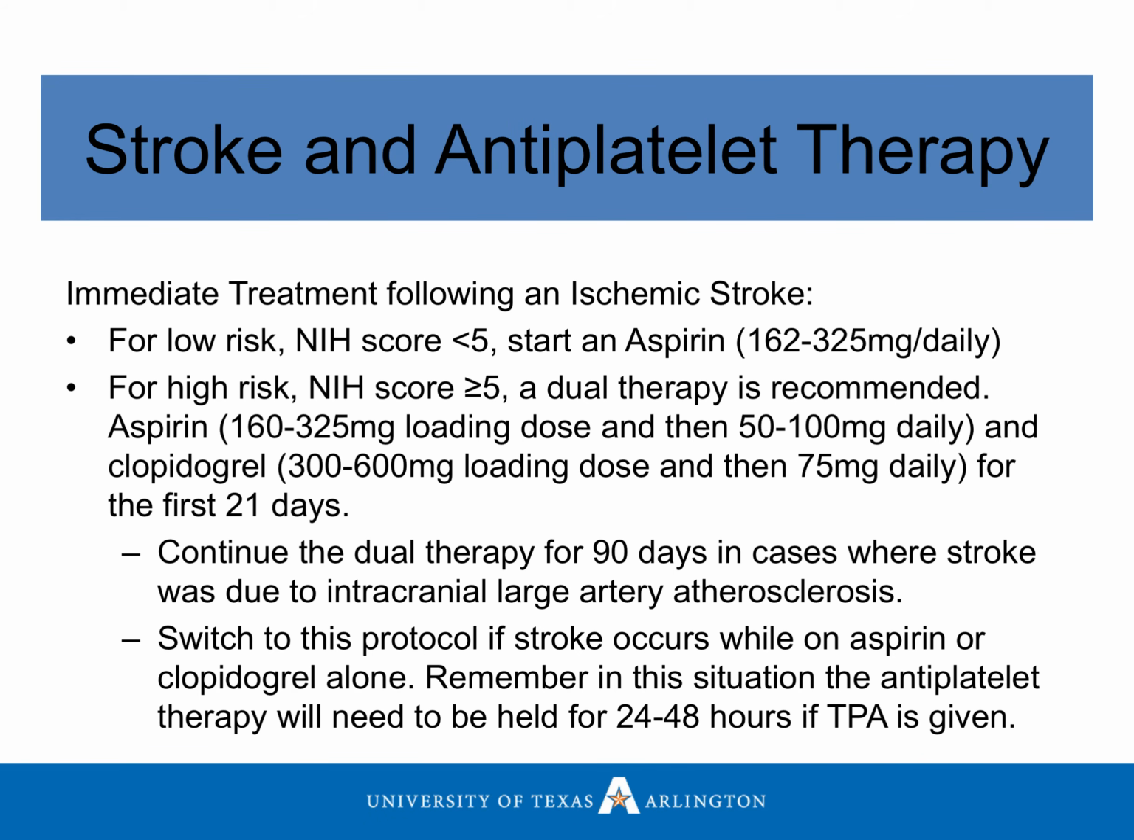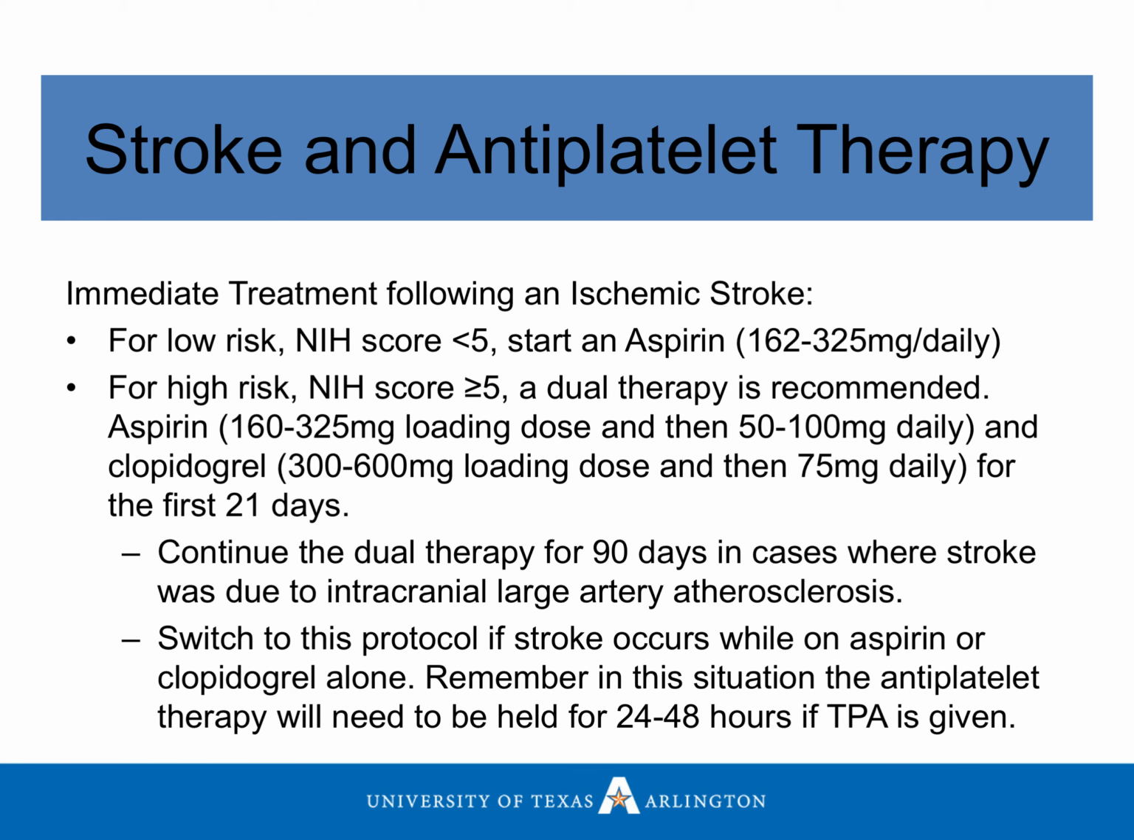Stroke and antiplatelet therapy. Immediate treatment following an ischemic stroke. The recommendations are very similar to what you would see in the TIA criteria, except you are going to use the NIH score. So for low risk, so an NIH score less than 5, you're going to start aspirin. Again, it's going to be 162 to 325 milligrams daily. Then for high risk, the NIH score would be greater than or equal to 5, and you're going to do a dual therapy of aspirin and clopidogrel. And just like in the TIA management, the dose is the same. Consider continuing it for 21 days, the dual therapy.